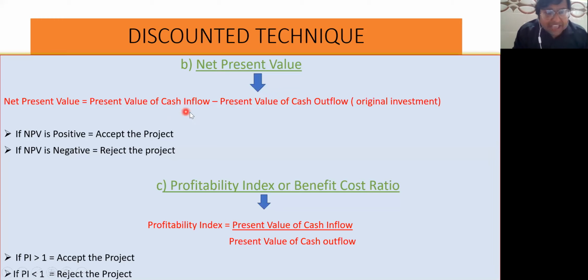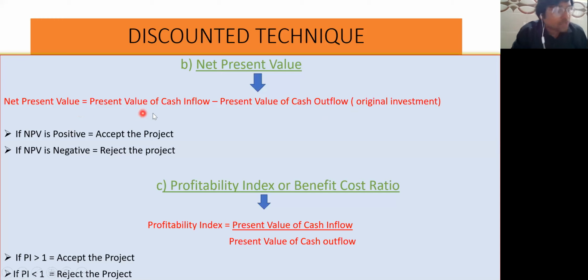So present value of cash inflow minus what investment you have done, right? So present value of cash outflow, that is your original investment. So the simple formula of NPV is what? Net present value. And net present value is very important for taking managerial decision. Remember this.